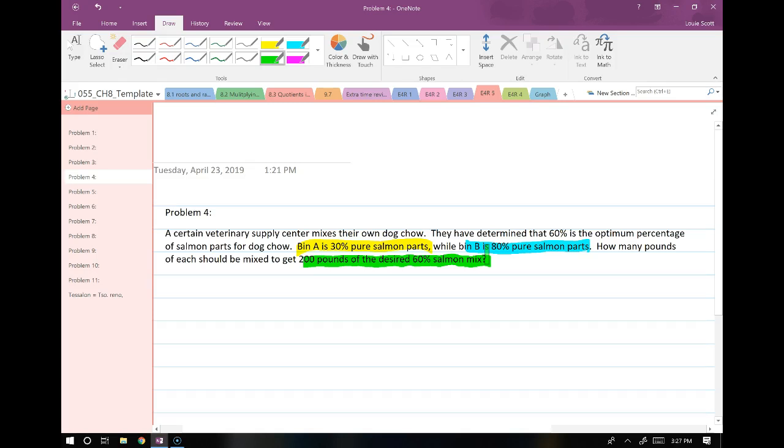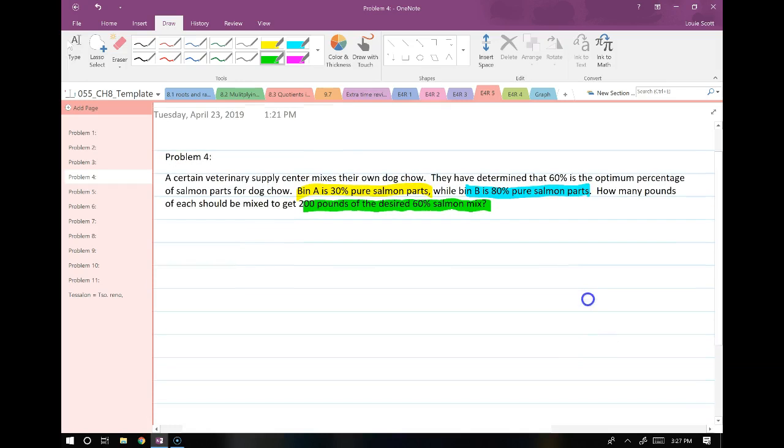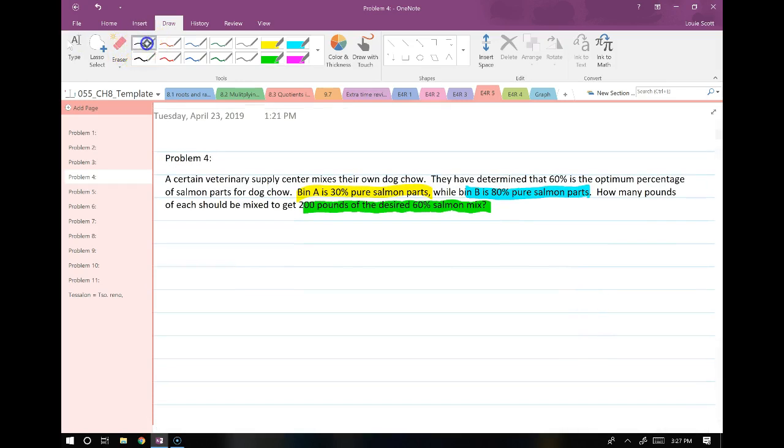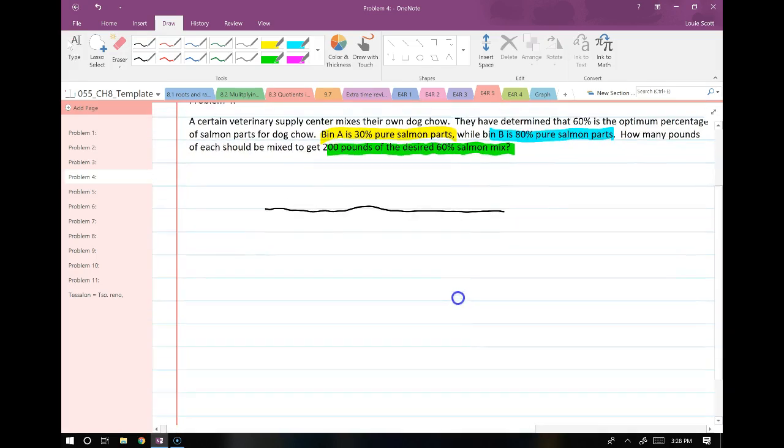This is definitely a classic mixture problem. We have multipliers for all three, right? So let's set up our table. I've gone over this before, but I'll say it again: it's acceptable to put a blank table on your note card for your exam. That's okay for a mixture problem. Blank meaning you just have the sides filled in. For this, we're talking about pounds of the salmon mix.